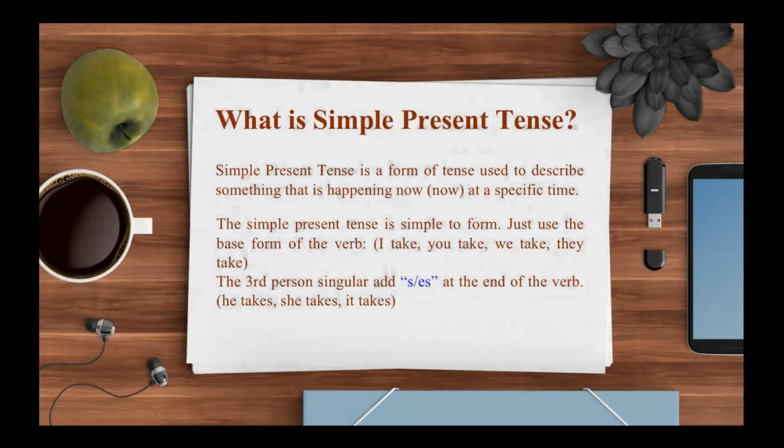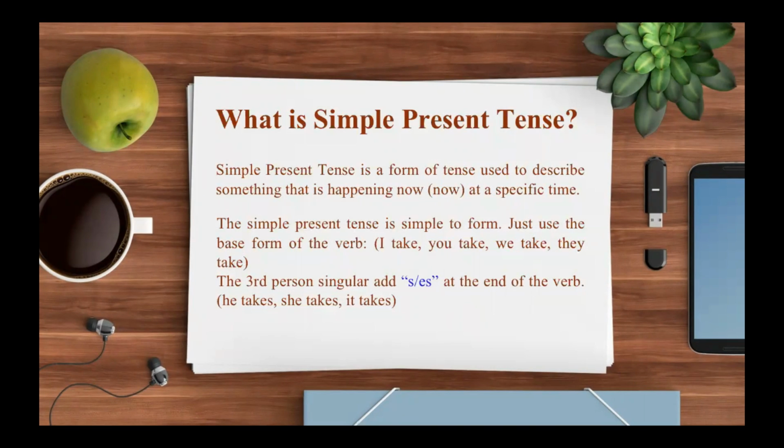Now, what is the simple present tense? The simple present tense is a form of tense used to describe something that is happening now at a specific time. The simple present tense is simple to form. You just use the base form of the verb, especially verb 1.